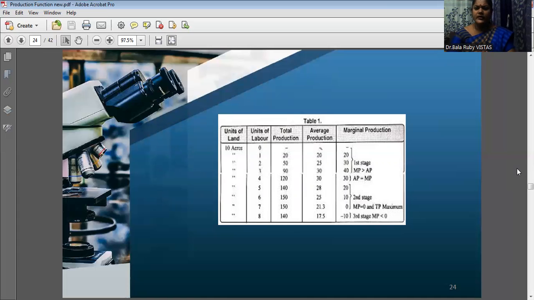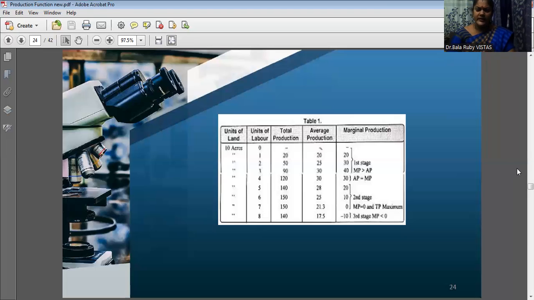So in the output, there are 3 classifications. One is total production, second one is average production, and the third one is marginal production. As far as total production is concerned, first give a hypothetical example. Whenever you give any number to this total production, the relationship will be very clear. It starts from the origin.